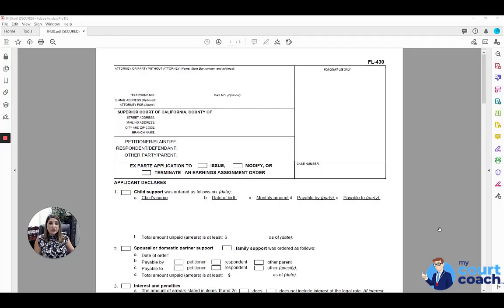I'm Sarah, and I'll be your instructor today as we talk about the ex parte application to either issue, modify, or terminate an earnings assignment order, also known as Form FL-430. As with all our court forms, you want to fill in your identifying case caption information at the top.